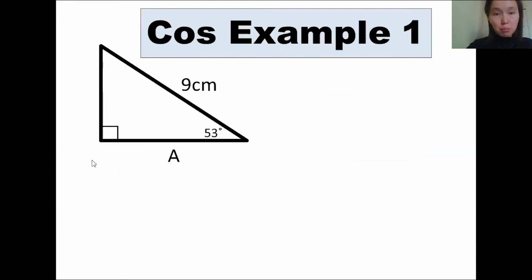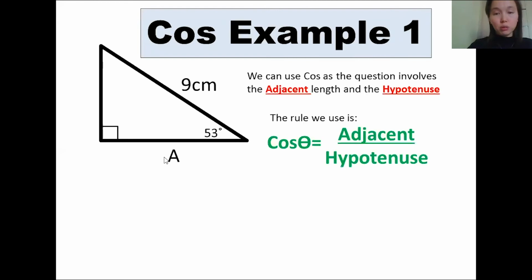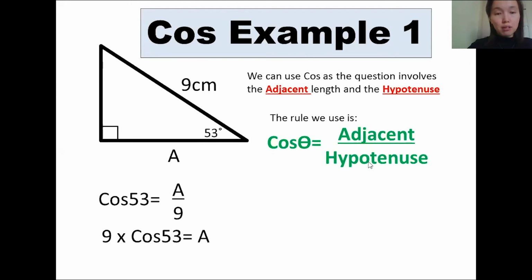Let's do some examples. Here we have the measure of the angle, we have the length of the hypotenuse, and we must find the length of the adjacent side. So our rule is like this: cosine 53 degrees will be equal to A over 9, yes? So A will be equal to 9 times cosine 53 degrees, and it's equal to 5.42 cm.